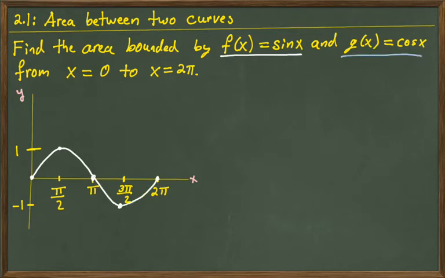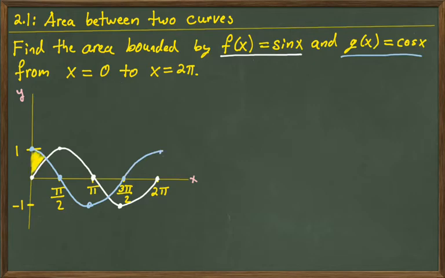Okay, and then we're going to go ahead and graph the cosine. Cosine of 0 is 1. Cosine of pi over 2 is 0. Cosine of pi is negative 1. Cosine of 3 pi over 2 is 0, and the cosine of 2 pi is 1. Okay, and so we're going to find the area.